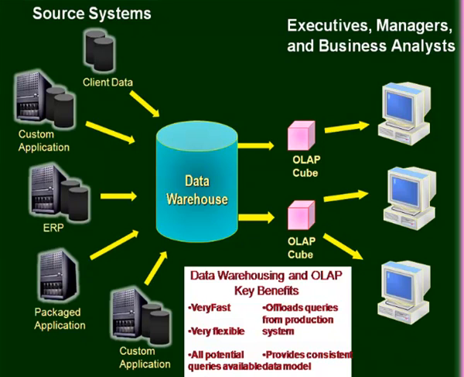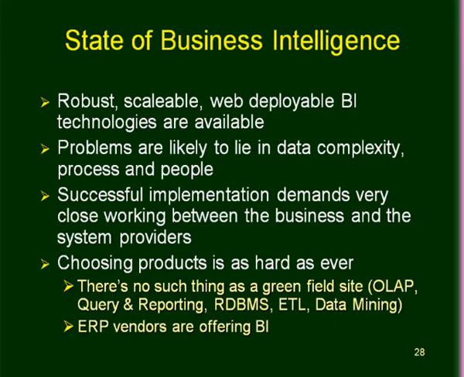The current state of business intelligence: robust, scalable, web deployable technologies are available today. Problems are likely to lie in the data complexity, process, and people. Although the technology integrates data sources, the old problem still exists with data quality and complexity, because a lot of commitment is required from the people, as I mentioned, and you have to define processes very clearly. Successful implementation demands very close working between the business and the system providers.